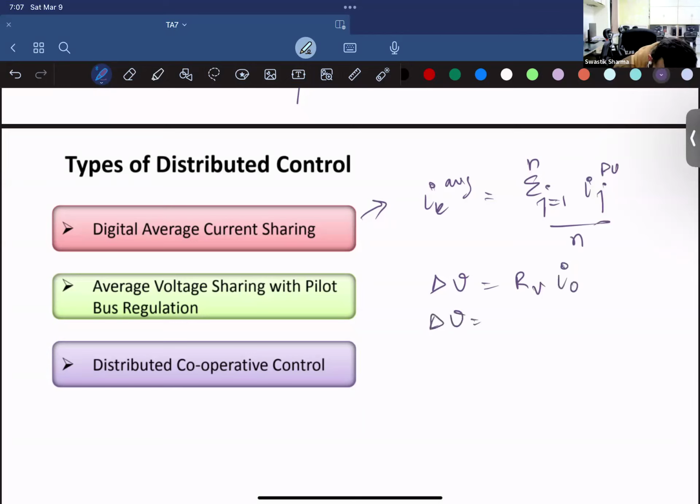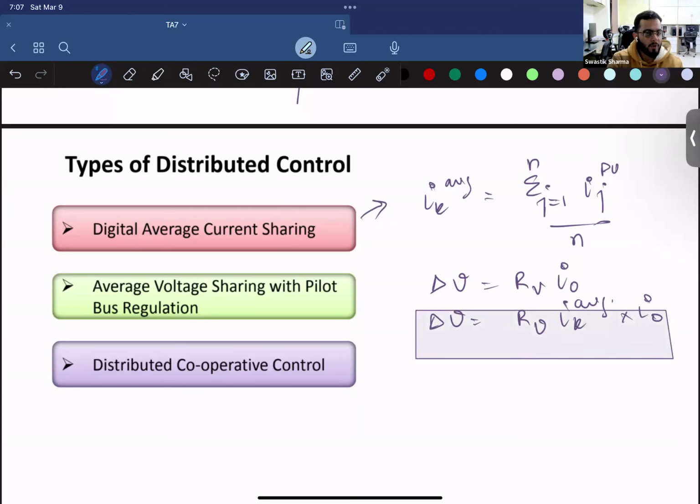So what we do is we change it: we multiply I naught with this Ik average. Based on the output of the whole system, we average the current and we issue control signals in a way that matches the output of all of the sources, so that all of them can produce whenever they are required. So in this way we modify our original conventional droop control by multiplying Ik average with it.